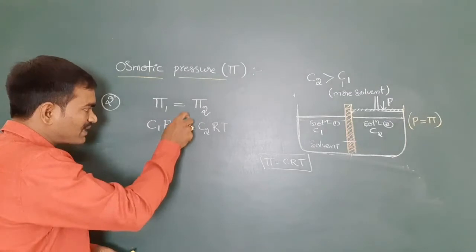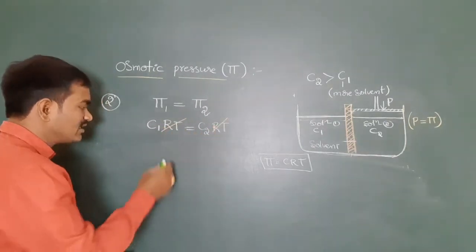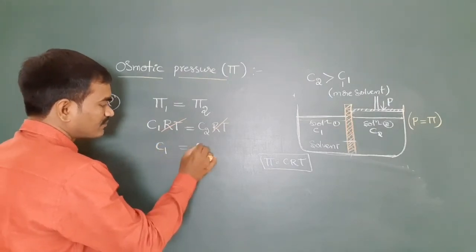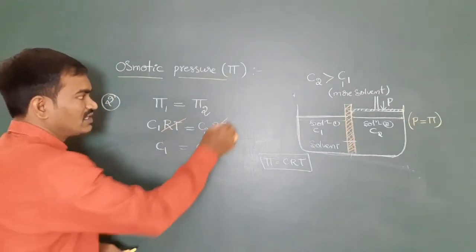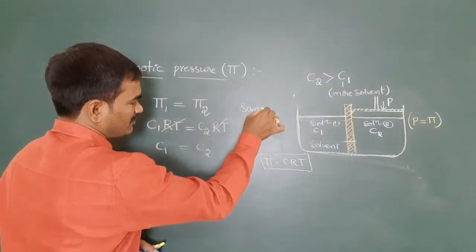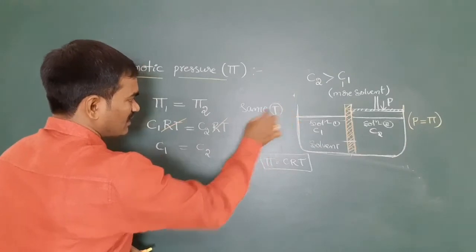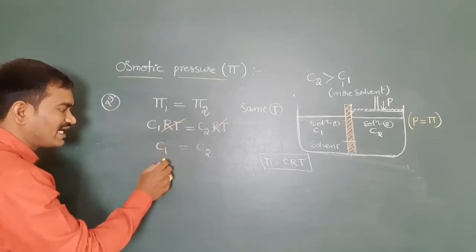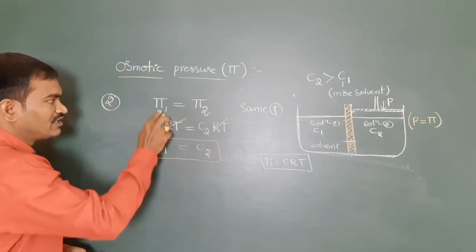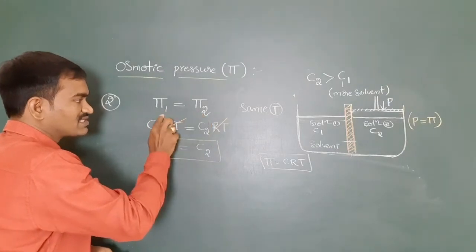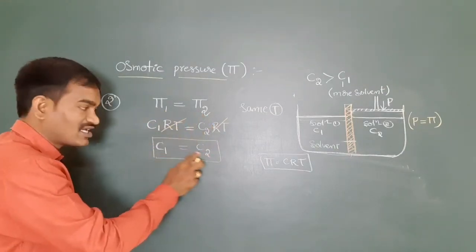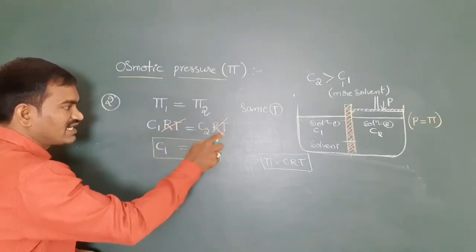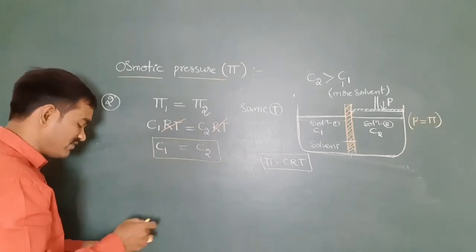Now what is happening here? RT gets cancelled. Their concentrations are the same. Here you may get one doubt: I am taking the two solutions at the same temperature, that's why T gets cancelled. Finally, this is point 1. If pi 1 is equal to pi 2, that means osmotic pressures are same, concentrations are also same at same temperature. So T gets cancelled, R gets cancelled. That point is very important.